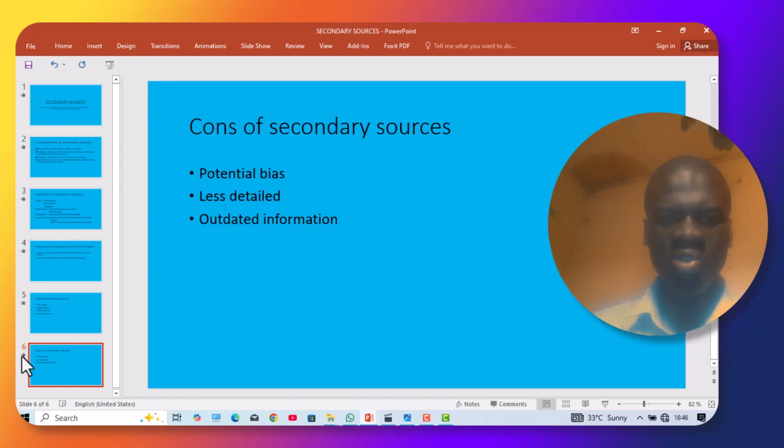There's what we call potential bias. Some authors may interpret information leading to inaccuracies. That is potential bias. Then less detailed. These authors may omit crucial primary information, leading to oversimplification. Simplifying too much means less detail. And lastly, outdated information. This information may not reflect the latest developments on a topic.